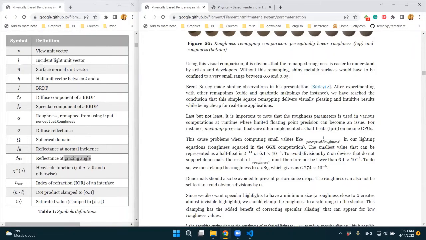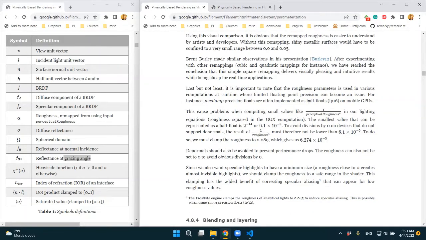That's interesting. Because they're squaring the roughness value, they occasionally get times where they're actually squaring the square, meaning the 4th power, and that results in divides by 0 on half floats if you're not careful. And they clamp it to 0.01 or thereabouts to prevent that. The roughness can also not be set to 0 to avoid obvious divisions by 0.